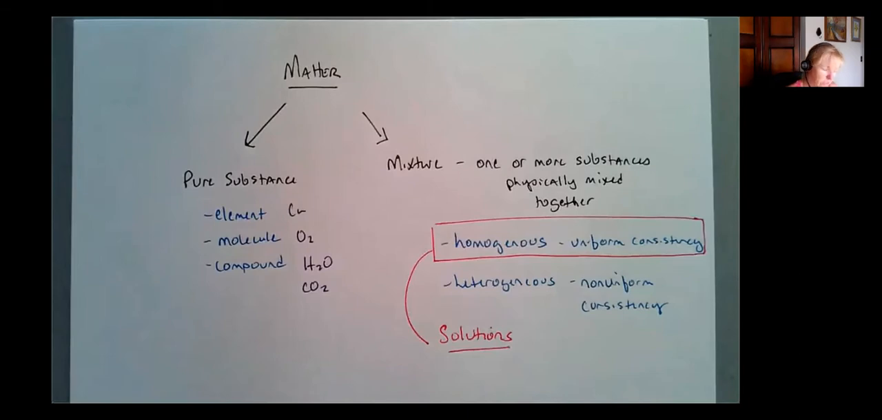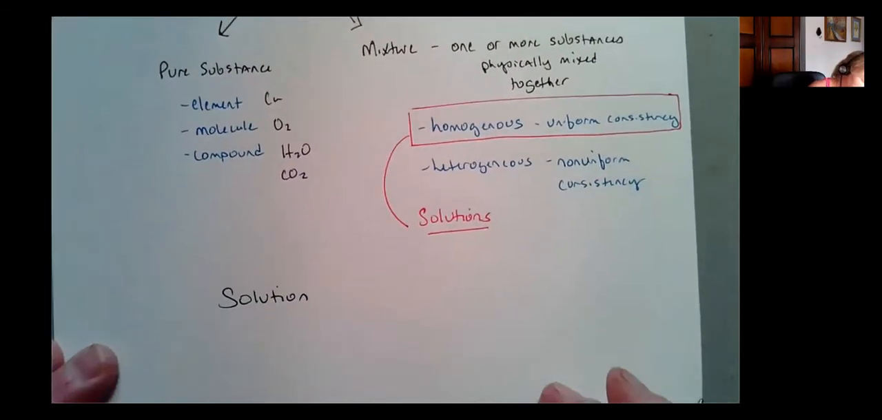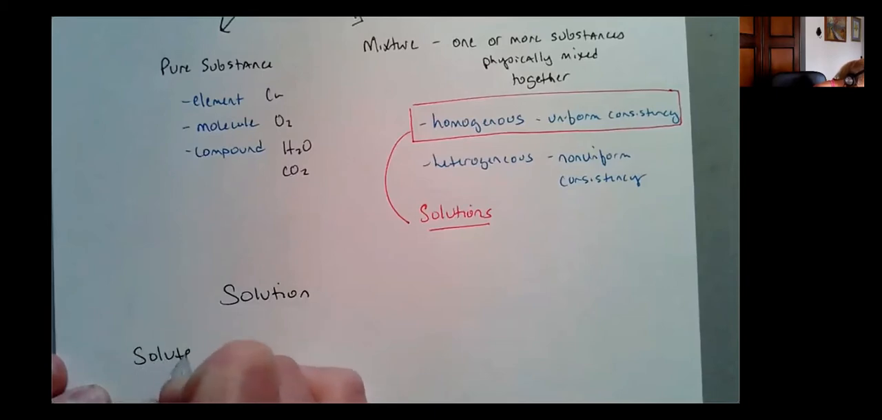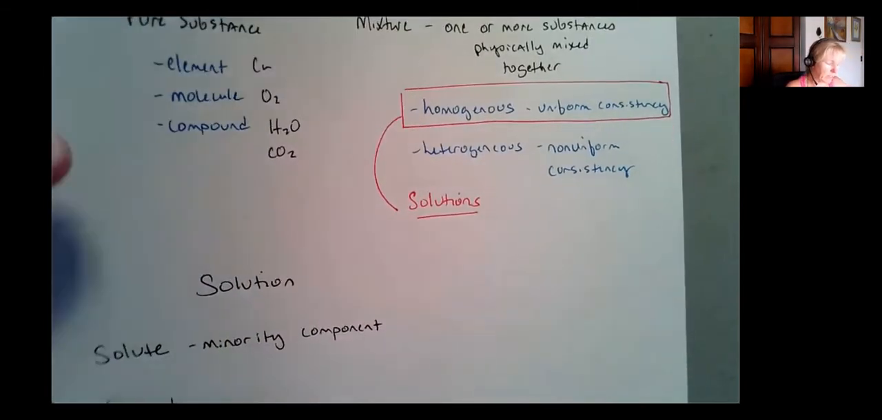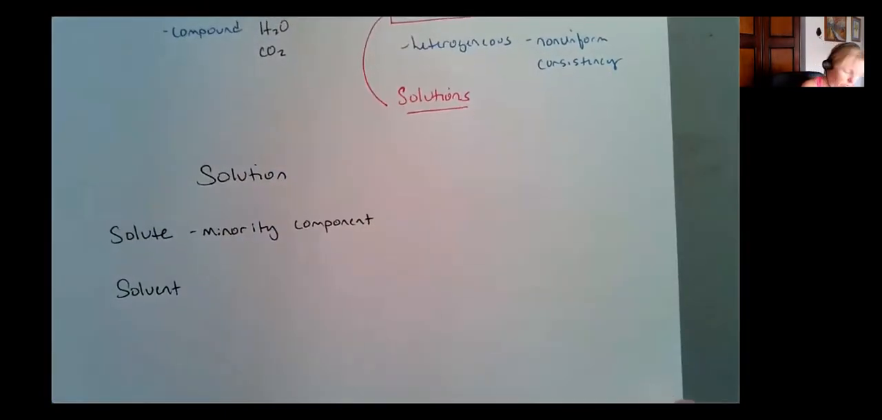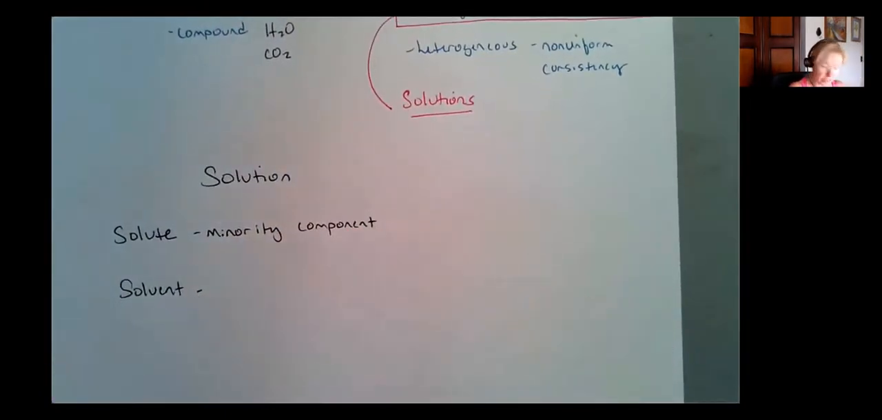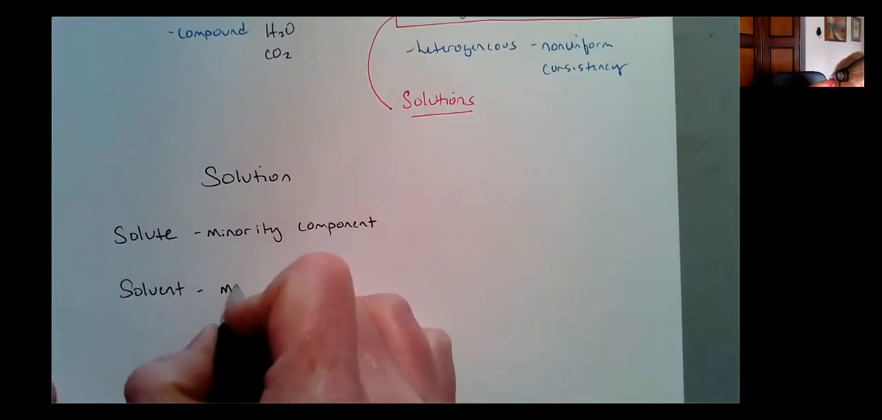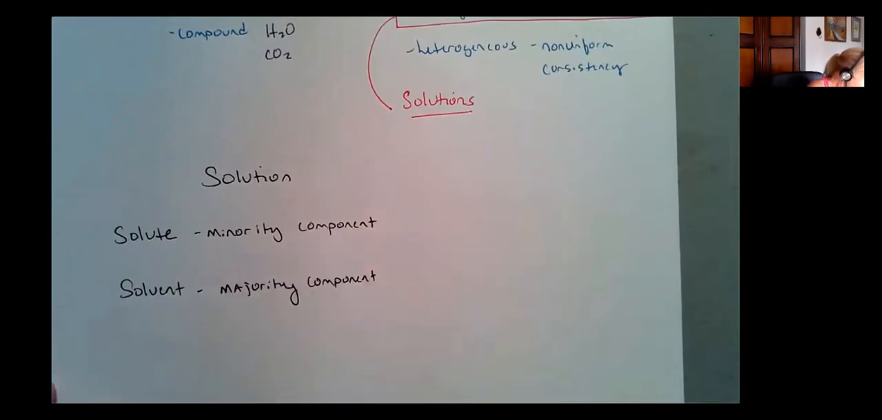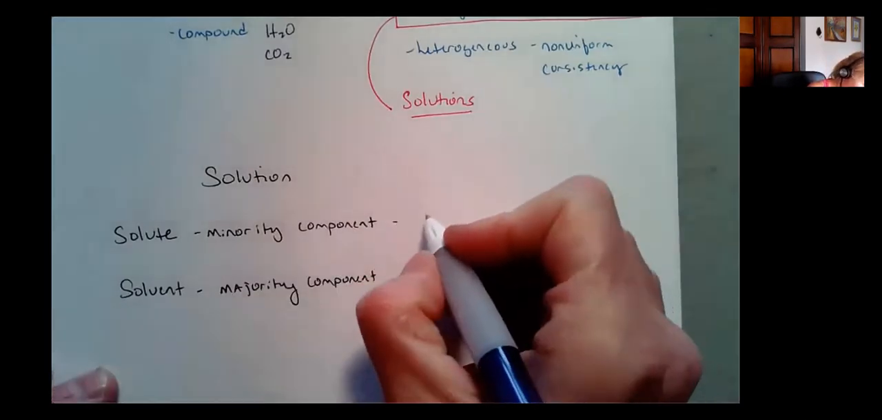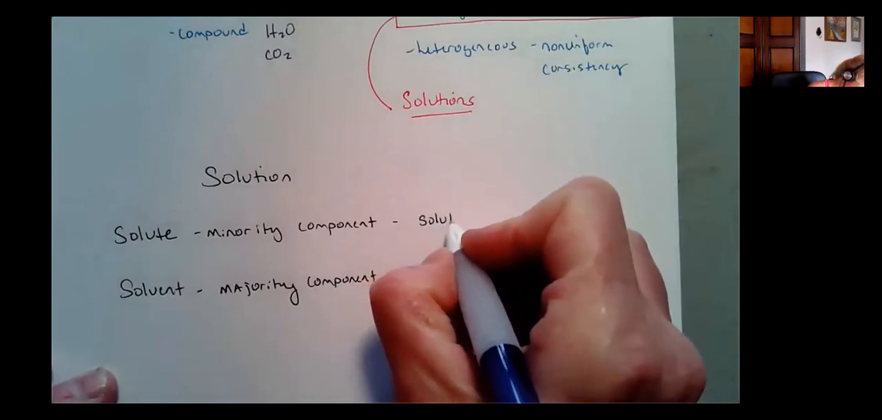A homogeneous mixture, we have another name for this because we use these an awful lot in chemistry. We call these solutions. So a solution is a homogeneous mixture. If we look at solutions, there are 2 components of a solution: the solute and the solvent. The solute is the minority, what's in the least amount. So solute might be sodium chloride, table salt. When you add it to water, where there's a lot more water than sodium chloride, the water is going to be your solvent because that's your majority component.